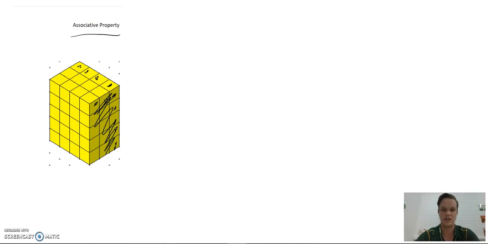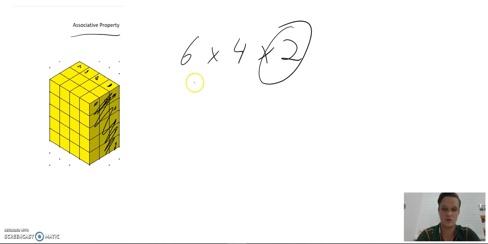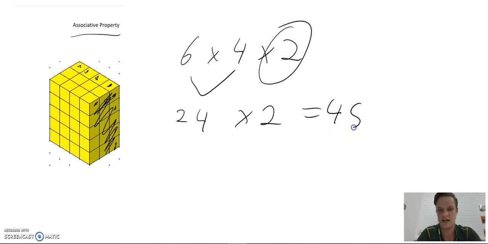So if we did, let's go 6 times 4 times 2. Now, before you even get thinking, you need to think to yourself, is this the best possible order it could be? So finishing it with a times 2, pretty good way to end, because all you do is double whatever answer you get. So we might do 6 times 4, 6 2s are 12, times 4 is 24. 24 times 2 equals 48.